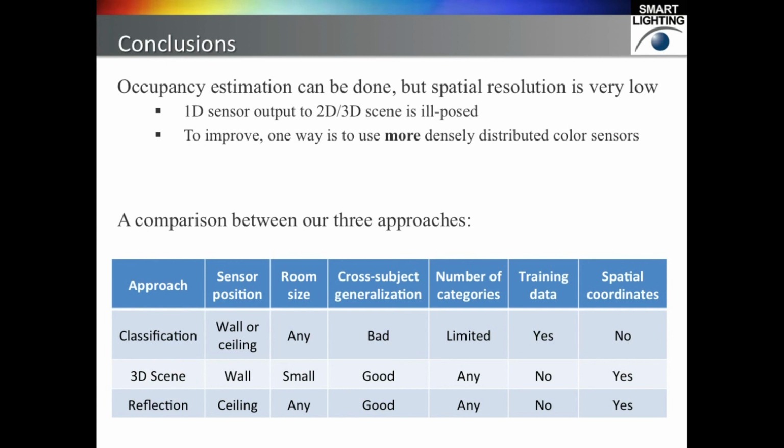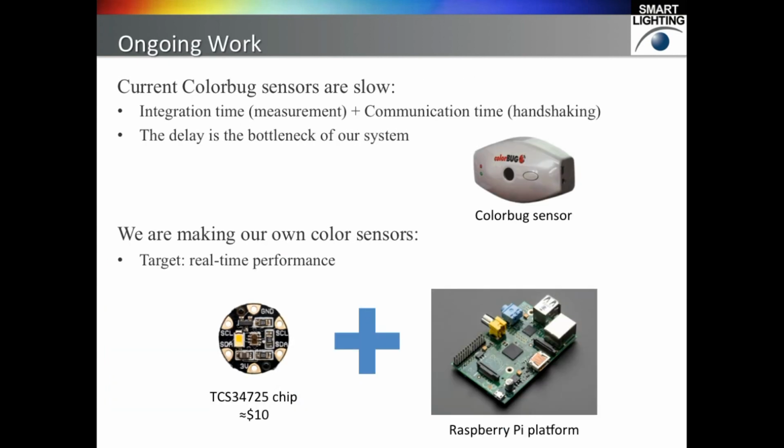If we use more sensors, the estimation results will improve, but more sensors means more money, and this is not really necessary. Here is a comparison between the three approaches. Each of them has its strengths and weaknesses. The current color sensor we are using is a commercial product. It is expensive and slow, thus it is only for experiments. For real applications, we need really fast and cheap sensors, and this is what we are building now.